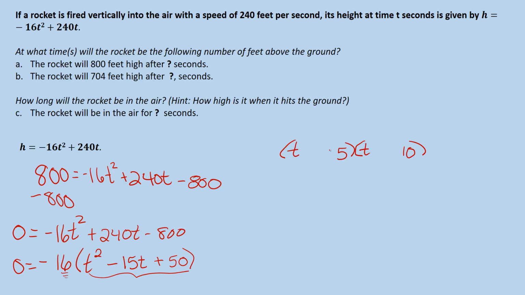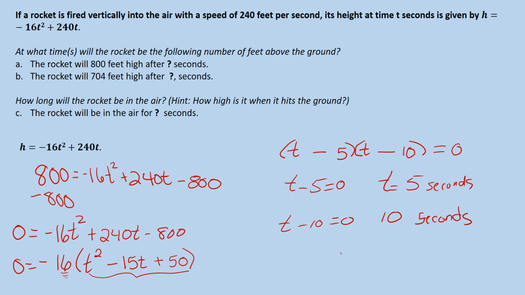Now, since it's a negative 15, we know both of these have to be negative numbers to make a positive, so t minus 5 and t minus 10 are my factors. I'm going to set each of these equal to 0. So t minus 5 equals 0, t minus 10 equals 0. So it's possible that at 5 seconds and at 10 seconds, that's when the rocket will be at 800 feet.